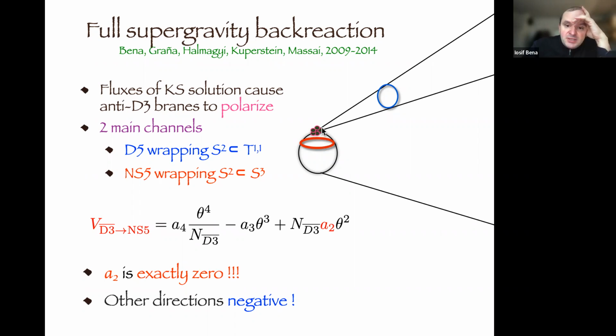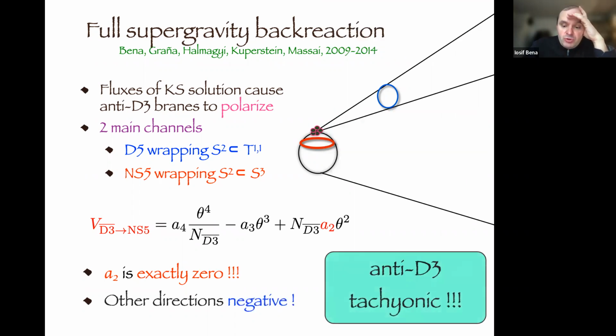And what this implies is that if you look at the anti-D branes, if you put a bunch of them on top of the North Pole of Klebanov-Strassler, they want to run away from each other. This is actually what we call a brane-brane repelling tachyon. The anti-D3 branes really want to run away. It's a very strange phenomenon.